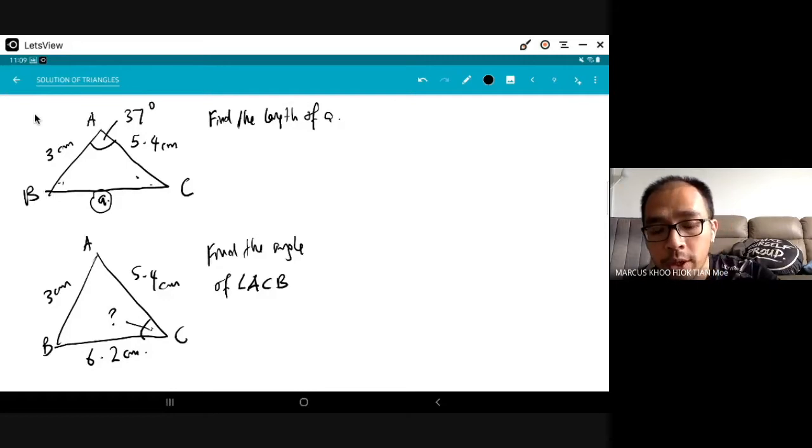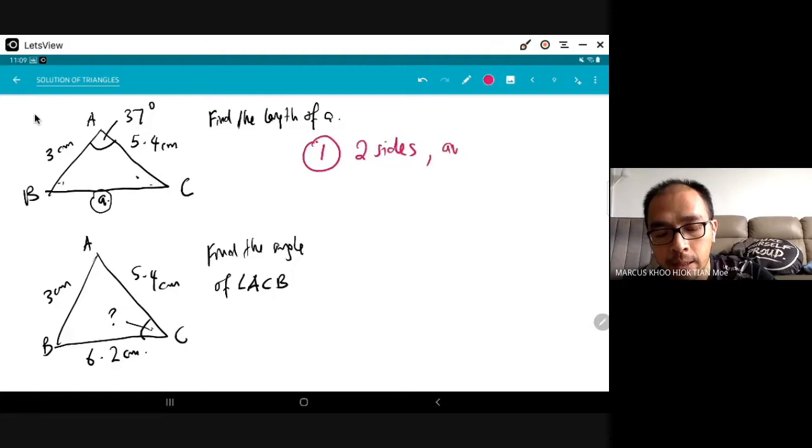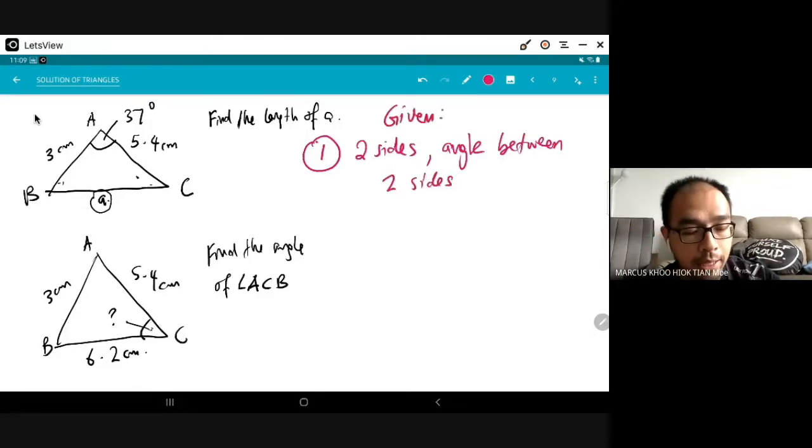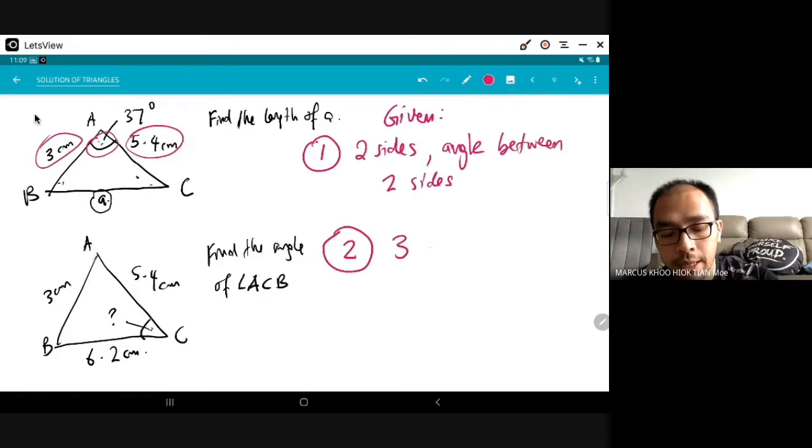So when you have these two situations, take a look. Situation number one: you have two sides and the angle between the two sides. You are given two sides, this side and this side, and the angle is between the two given sides. Situation number two: given three sides and no angle.